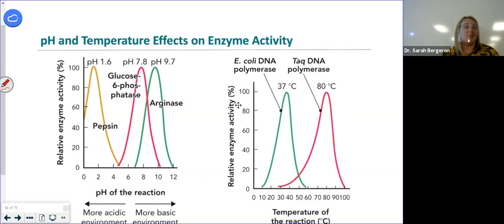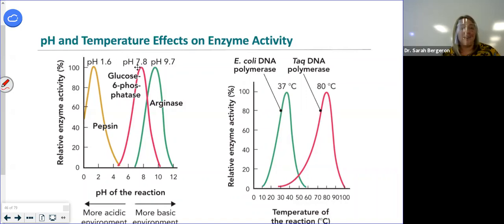Yeah, where is it? In the stomach. What do you have in your stomach? Hydrochloric acid, right? Super low pH. It works at pH 1.6. Most other enzymes in the body are not going to function at all at 1.6. So take a couple of different ones. These are liver enzymes, and they work at much different pHs.